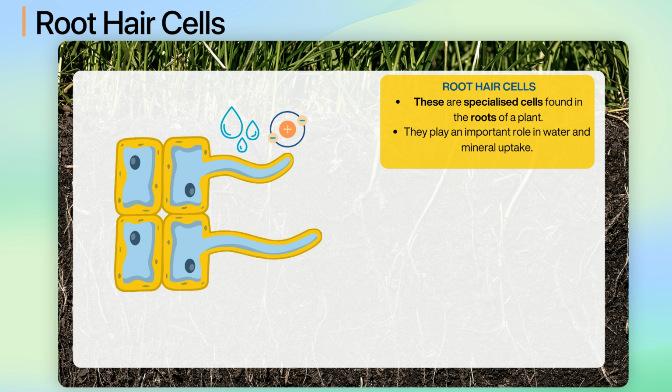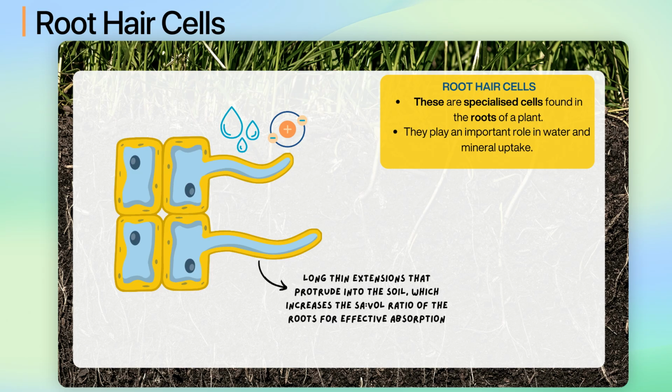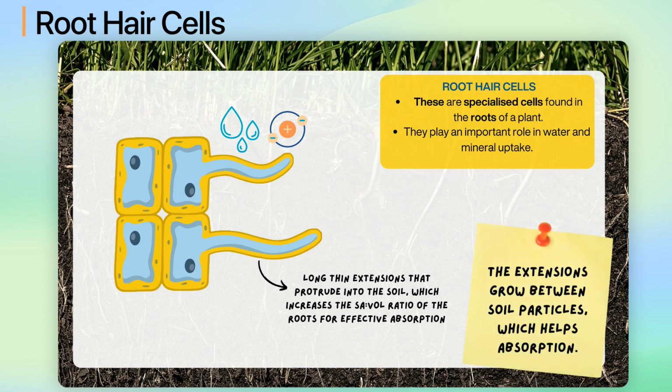Here's how root hair cells are adapted to perform their specific function. Root hair cells have long, thin extensions that protrude into the soil. These extensions increase the surface area to volume ratio of the root, thus allowing for more efficient absorption of water and minerals. The extensions grow between soil particles, which also helps in absorbing the maximum water and mineral ions that are currently available in the soil.